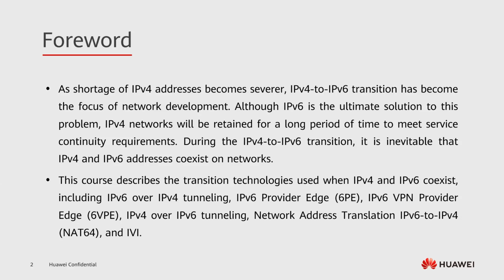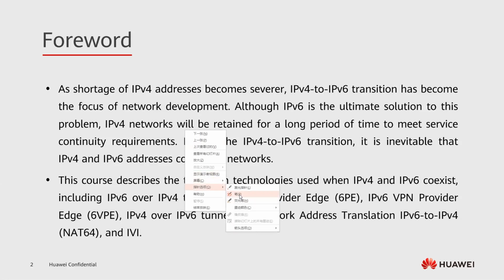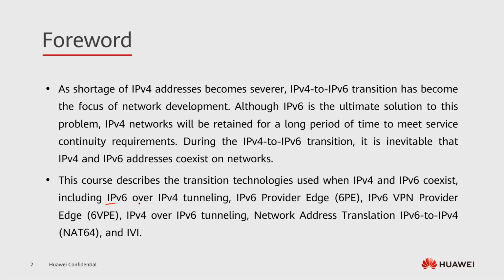So for both of these scenarios, we need to use transition technology to support the transfer of the traffic. In this class we will introduce some kinds of transition technology such as the tunnel. First is the v6 over v4 tunnel. This tunnel means you use the v4 network to transport the v6 traffic. For this tunnel, there are the manual tunnel, the automatic tunnel, or 6PE and 6VPE.